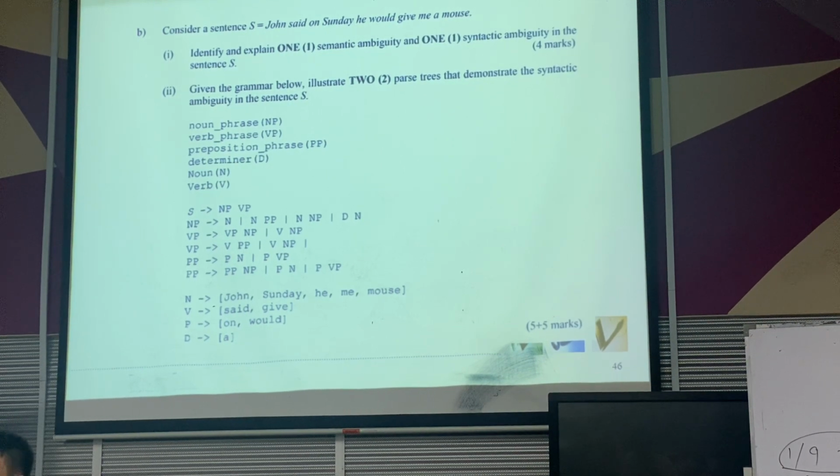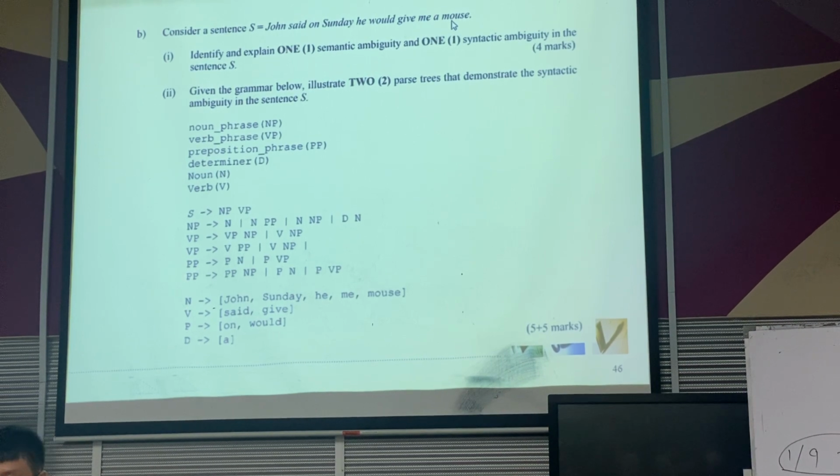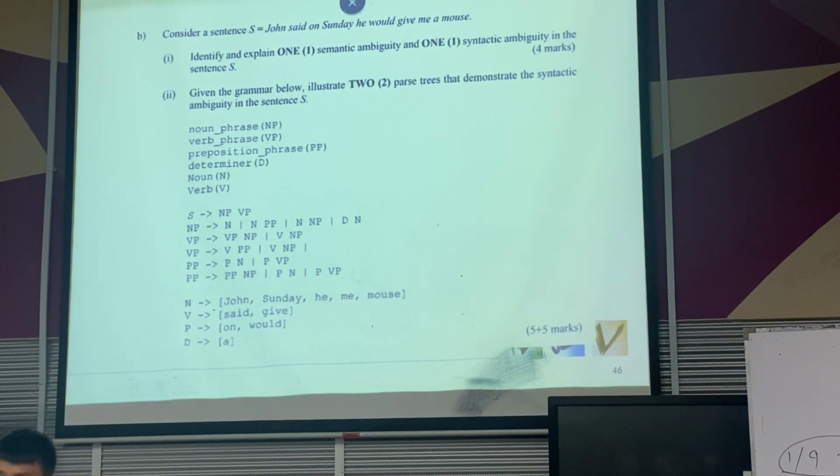Okay, so would anyone like to try? Mouse. Okay, yes, mouse is what ambiguity? Semantic. Yes, very good. Mouse is a semantic ambiguity because mouse can refer to the animal, right? Or it can refer to the computer mouse. How about the syntactic ambiguity?